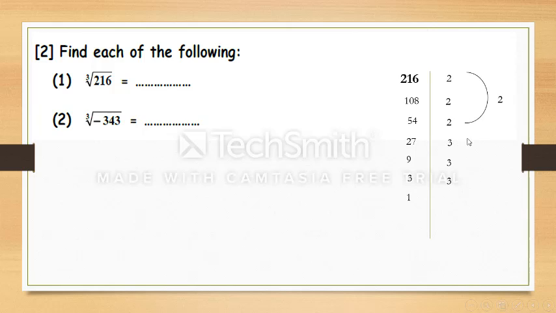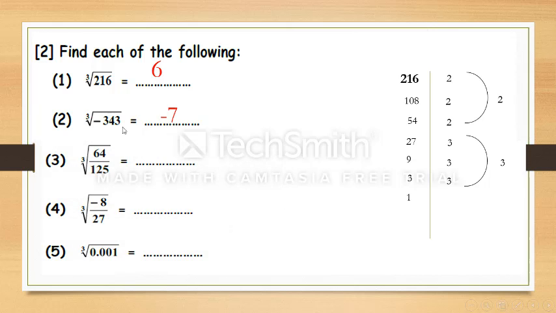And from 3 repeated 3, we choose 1, 3 from them, and then get the product of 2 times 3 to get the value of the cube root of 216 to become 6. And by the same, the cube root of negative 343 is equal to negative 7.